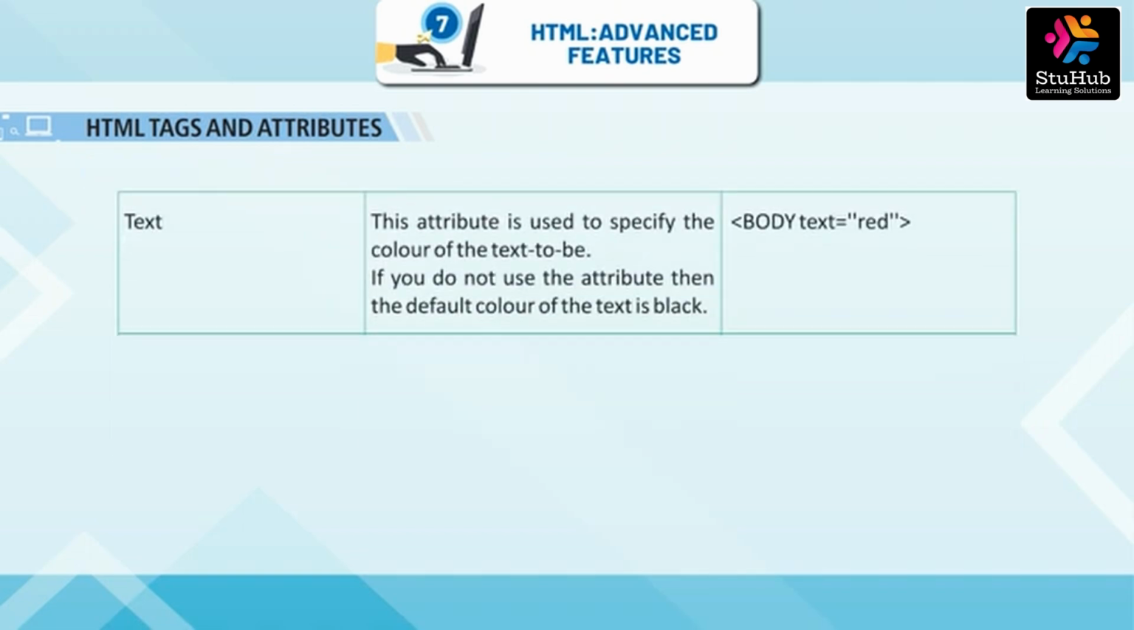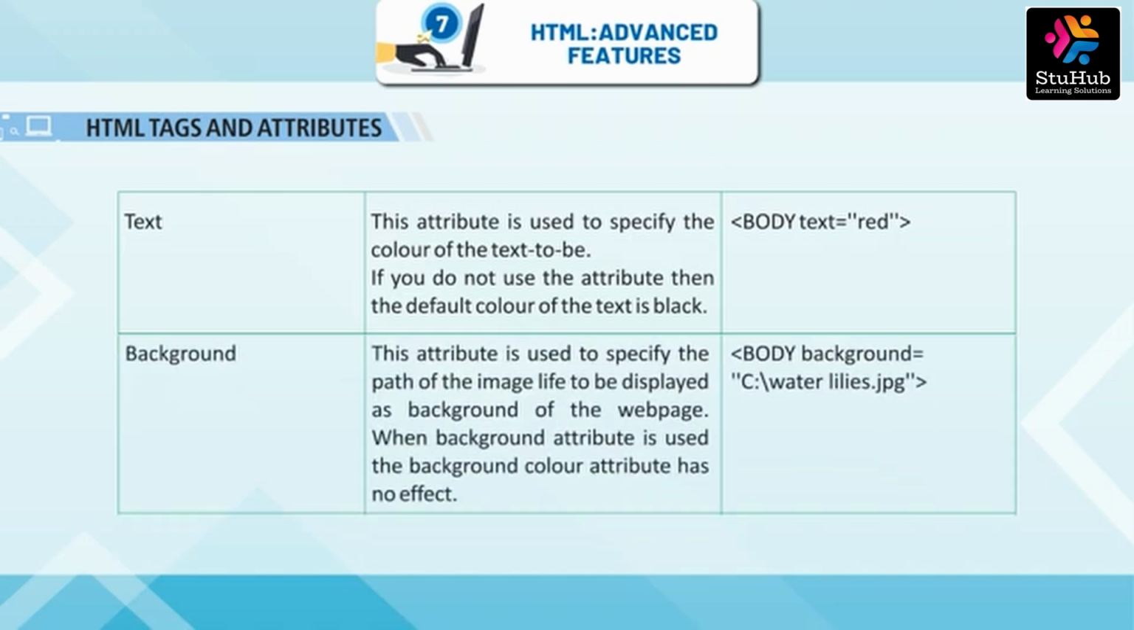Text. This attribute is used to specify the color of the text. If you do not use the attribute, then the default color of the text is black. Example: open body tag text equals red in double quotes.